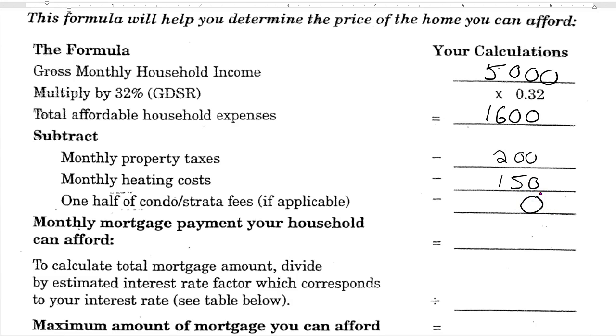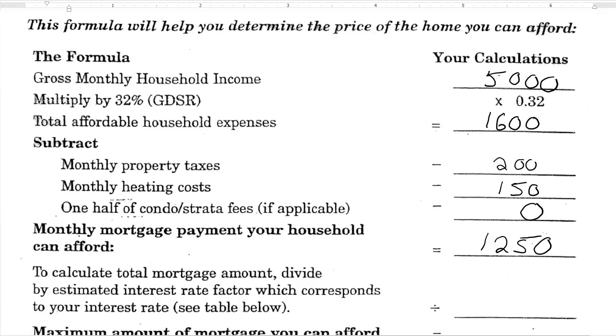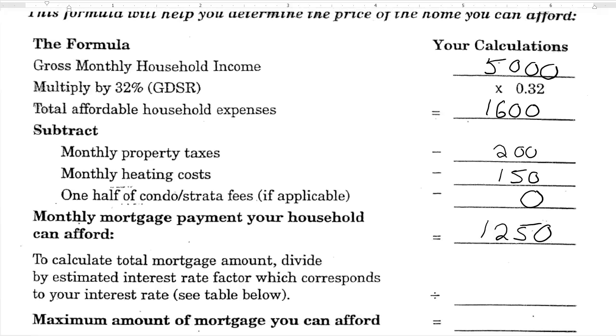So now I just follow the chart. 1600 minus 200 minus 150 should give me $1,250. So my affordable mortgage payment is going to be $1,250 a month. Now I need to calculate the total mortgage by dividing by the interest rate factor. Okay, let's go up to our question for a sec. We need to know my interest rate, and there it is, 6.5%. So this 6.5% will give me my interest rate factor.